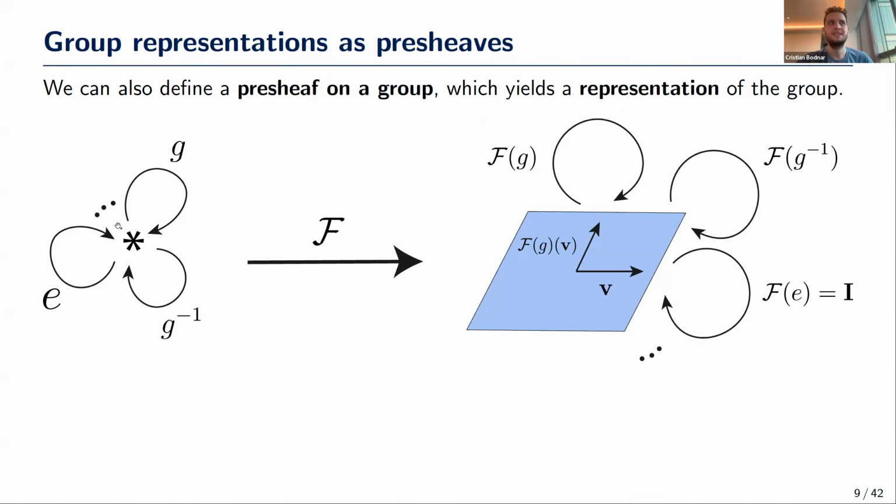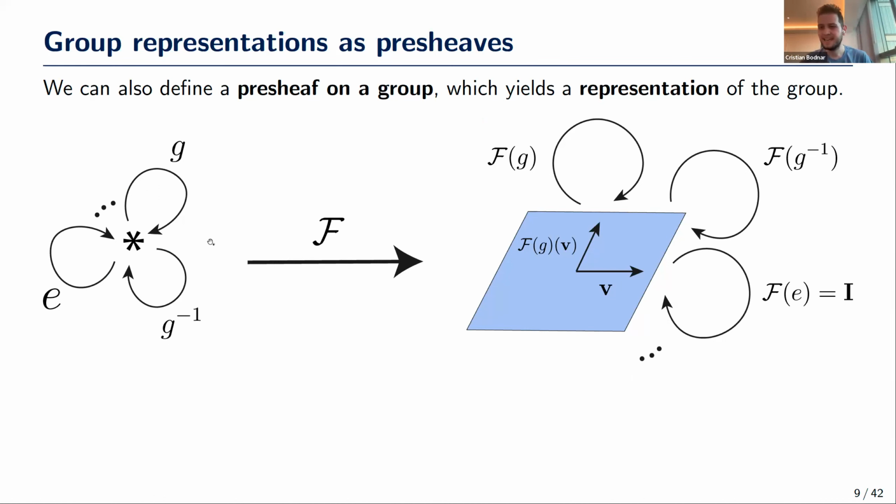Here I've just drawn some abstract group on the left in a similar way. Now, instead of having two nodes, we have just one node, this star in the middle, and then we have just arrows. The arrows are the group transformations. So for each element g, there's an inverse g^-1. There's a neutral element e, and there's also other elements which I haven't drawn. So that's just a way to draw the group.